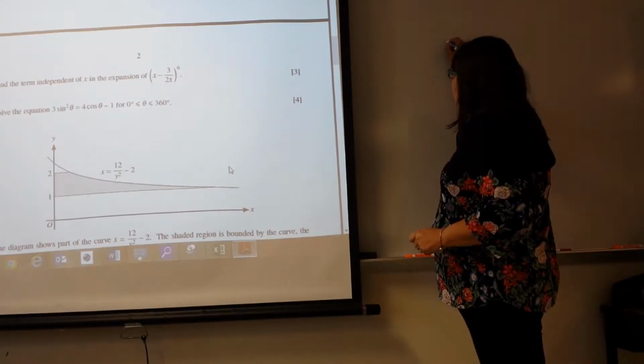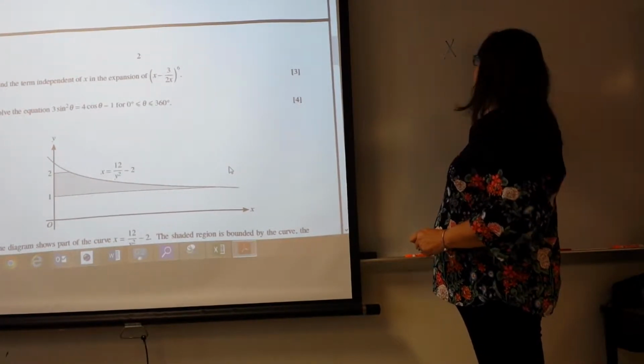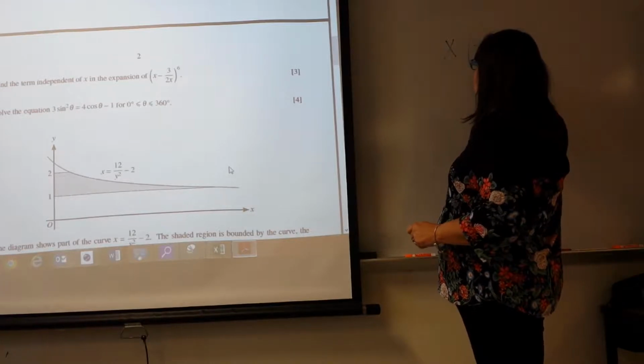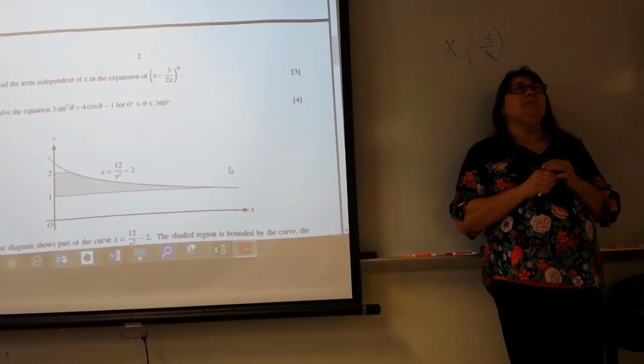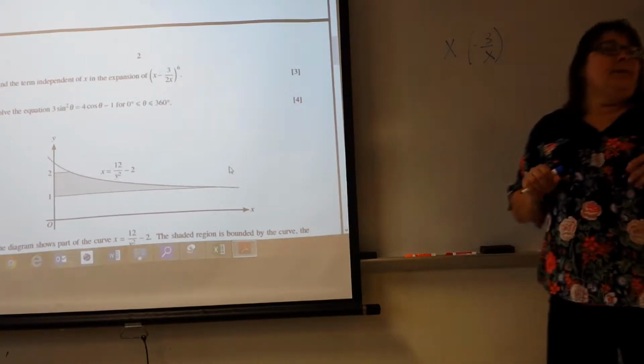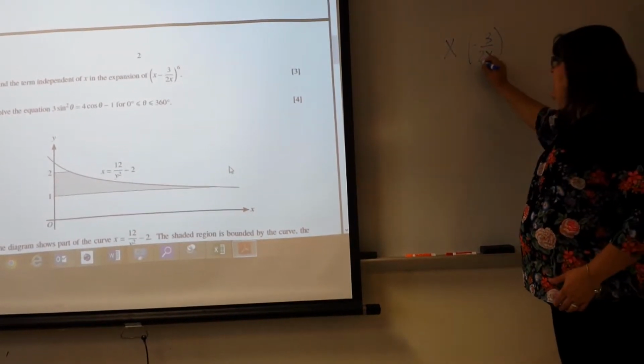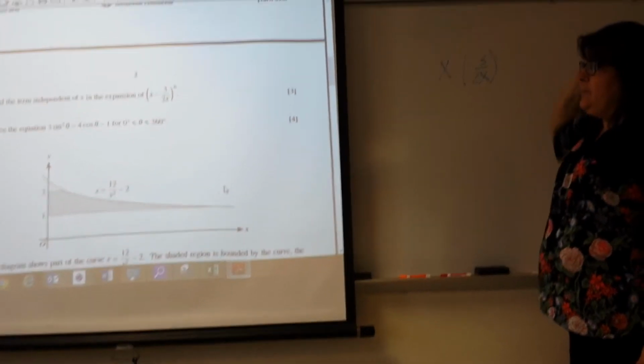So I understand that I have an x and a negative 3 over 2x. Those are my 2 terms. Would you agree? Yes. 3 over 2x. Did I say that right? I forgot the 2. Oh, thank you. Okay, so I said it, but never really meant it.